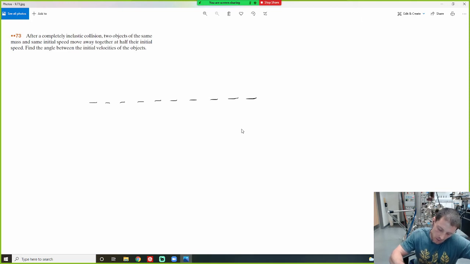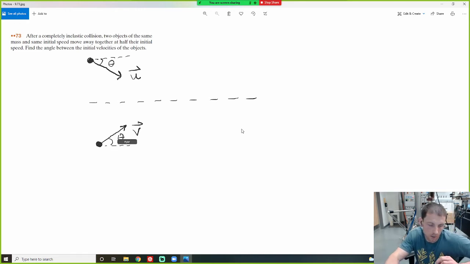So let me make a sketch here. And this is going to be one of the masses. This is going to be the other. And let's say that this one has velocity vector v, and this one has velocity vector u. And I'm going to call this angle theta, and this angle is also theta.